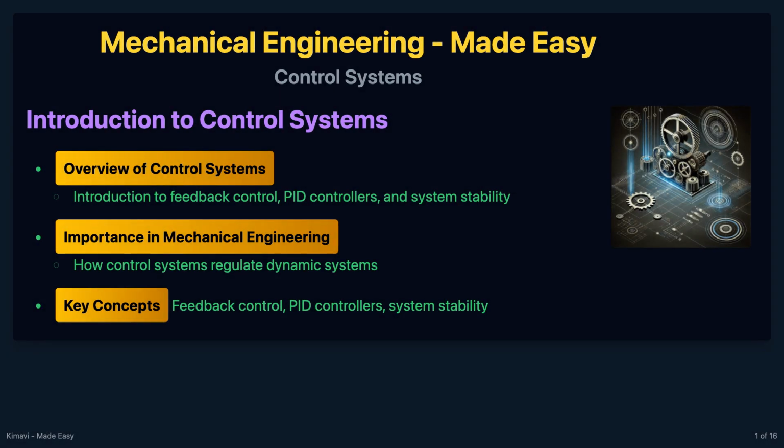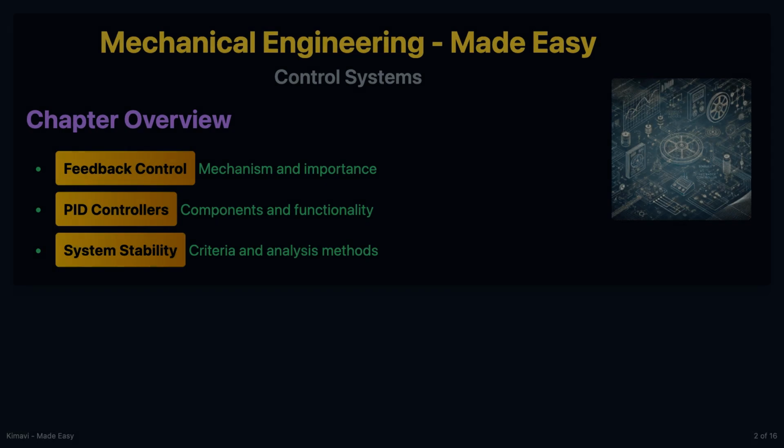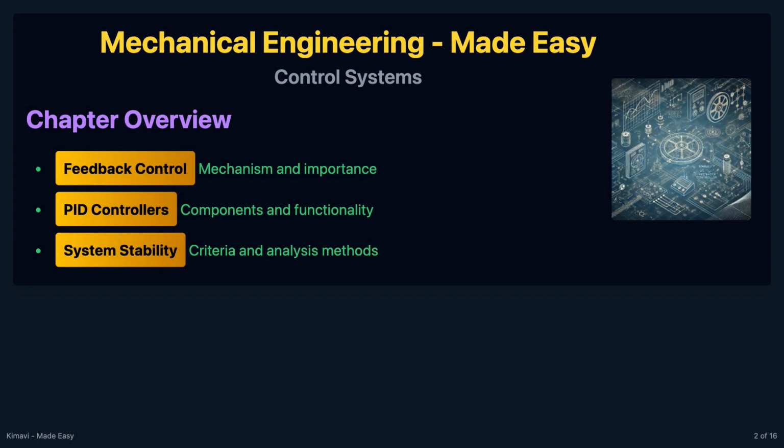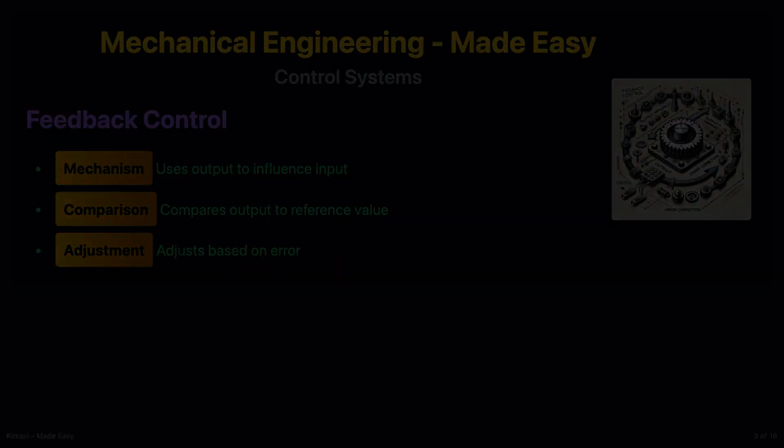Welcome to the chapter on control systems. Control systems are essential in mechanical engineering for regulating the behavior of dynamic systems. In this chapter, we will discuss feedback control, PID controllers, and system stability. These concepts are fundamental for designing and analyzing control systems in mechanical engineering.